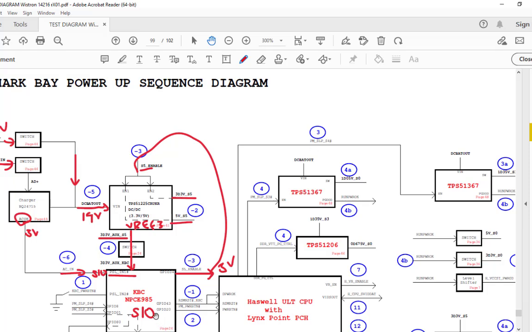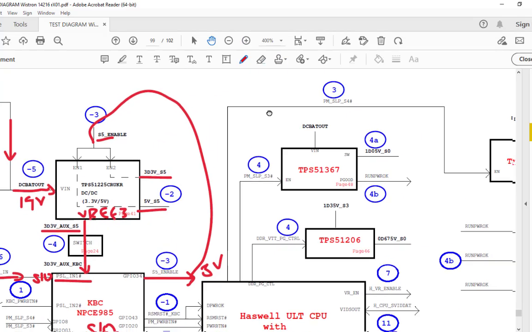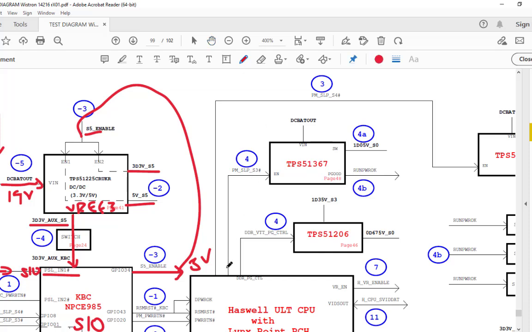As soon as the SIO generates the PM power button, that is the post power button or the digital power button, to the Haswell processor, then the Haswell processor generates 2 signals called PM_SLP_S4 and PM_SLP_S3. These 2 signals are generated like this, and both signals are 3 volts. So this is going to the enable.